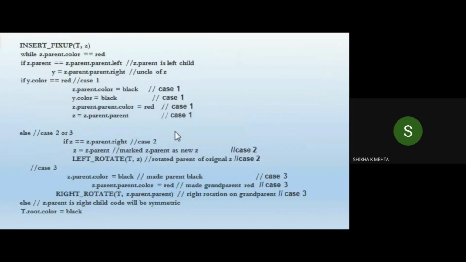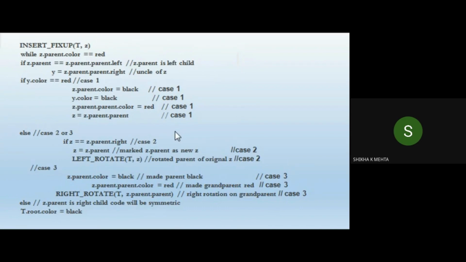Okay. So now we again come to the insert fix up code, the function that we have created. You can see while z.parent.color is equal to red. That means until the parent color is no longer red, this will move on, right? Now let's come to the first case, which I have written over here as case one. If y.color is equal to red, that means the uncle is red.